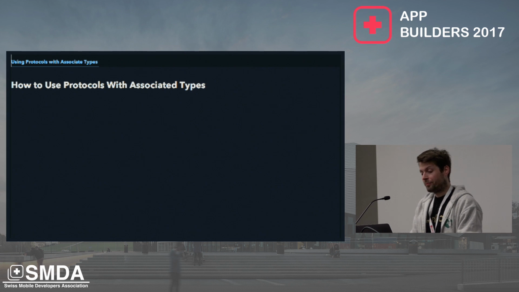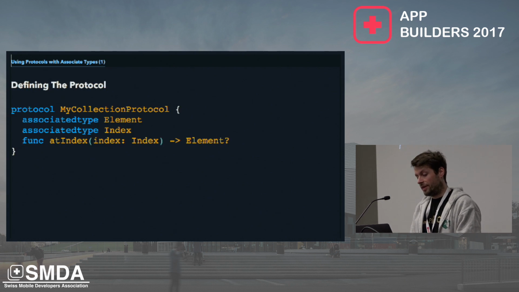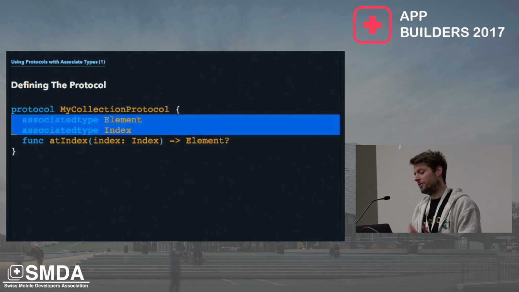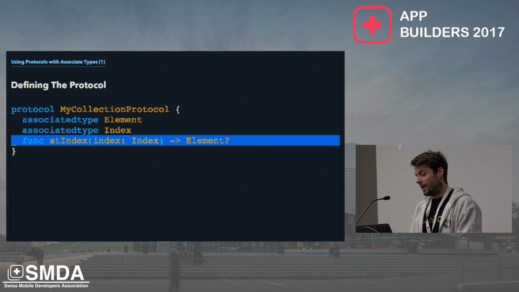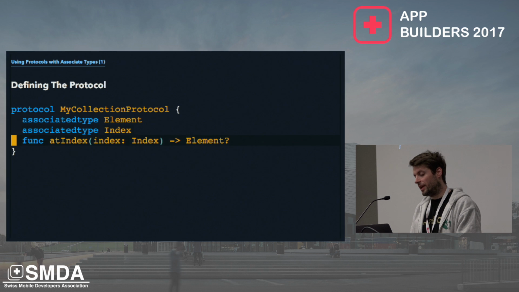So let's see how to use protocols with associated types. We are going through a simple example just to get a feeling for how you use them. We define a protocol. It's called MyCollectionProtocol, and it has two associated types. You can obviously have multiple of these, and we are going with two. And then there's a function atIndex, and basically you give it an index, and you maybe get an element back, which is of this associated type. And the index can be Int, but basically it's also an associated type because maybe your index is something else.